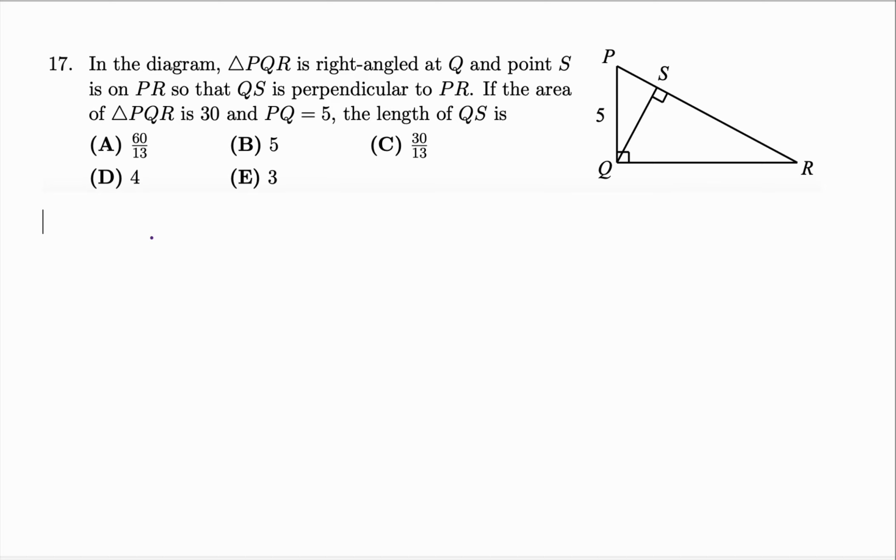Question 17 of the 2020 Fermat Contest. It says in the diagram, triangle PQR is right angled at Q and point S is on PR.